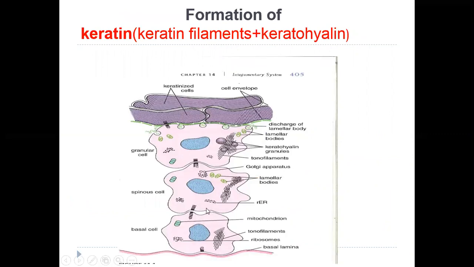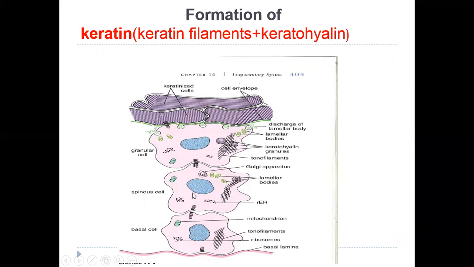So in this figure, we can see how keratin is formed. Keratin layer, how it is formed. So let's see from the base. These are basal cells. They have tonofilaments or keratin filaments.